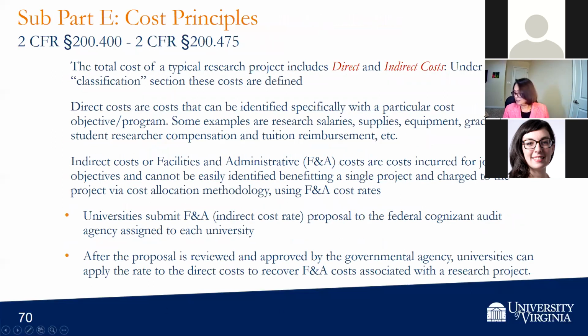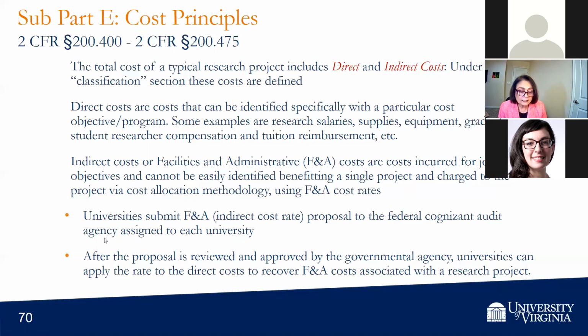And now this is part E, cost principles. So 200.400 to 200.475 is all about costs. A typical research project includes direct costs and indirect costs, okay? Direct costs are costs that can be identified specifically with the project. Indirect costs are facilities and administrative costs, costs incurred for joint purposes. But those are true research costs.